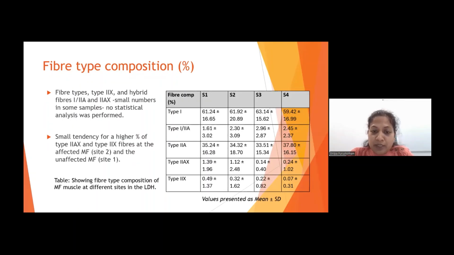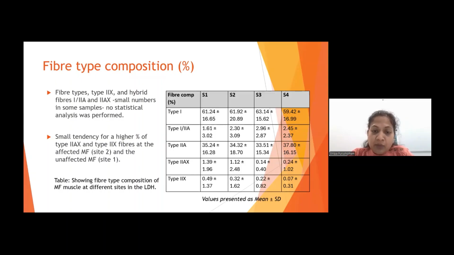So we also mentioned that there are other types of fibers. So type 2X fibers, as I mentioned, were not seen in the red channel, but it did not mean that they were totally absent. They were present, but they were not present in all the samples. And when they were present, they were in very small numbers. And that's why no statistical analysis could be performed on them.